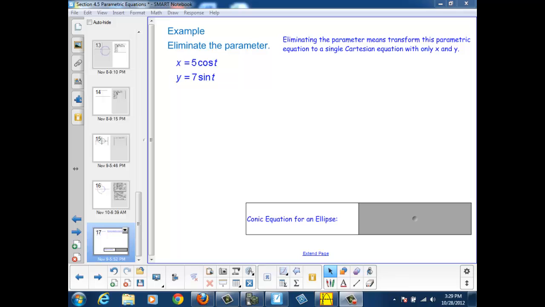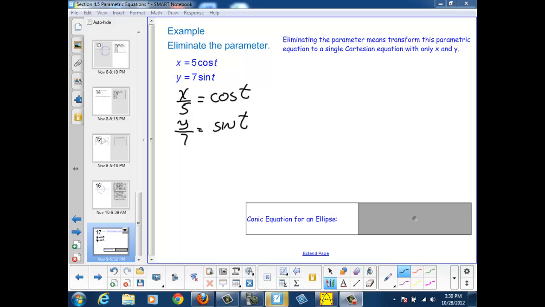We'll start with the equation x equals 5 cosine t and y equals 7 sine t, which should generate an ellipse with an x radius of 5 and a y radius of 7 centered at the origin. The first thing I'm going to do is divide each of these equations by the coefficient on the trig function. So x over 5 is now equal to cosine t, and y over 7 is equal to sine t.